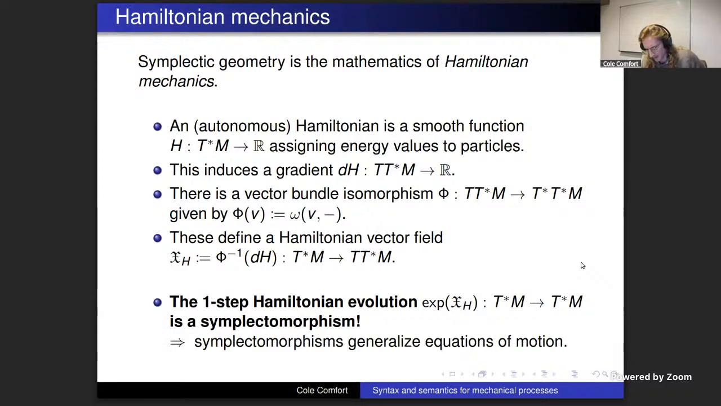So the way I think of this is that the equations of motion in general are kind of hard to work with, but if you just change your way of thinking and just work with symplectomorphisms, then you get a really nice algebraic setting in which you can do physics without having to actually do physics.